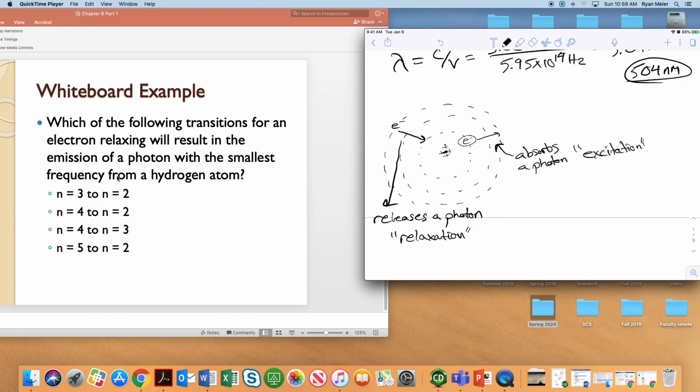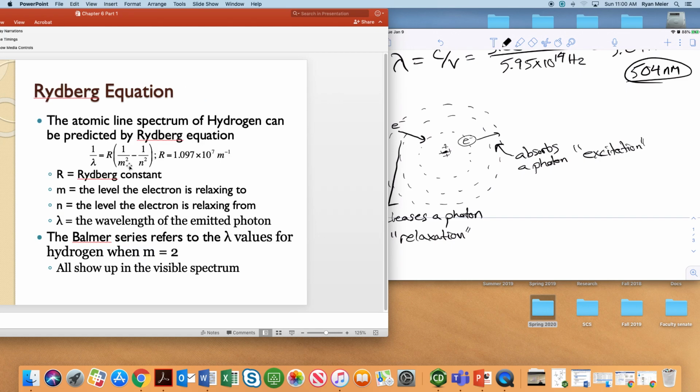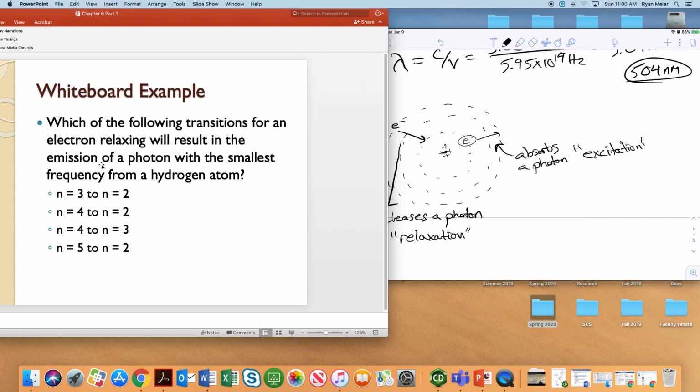When we think about frequency, I'm going to do this from a conceptual standpoint, because if you want to, you could take each of these N values and go back to our previous slide. You can plug those N values into this equation, where the smaller N value goes for the M and the bigger N value goes for the N. You could calculate the wavelength for each one, and then remember that as wavelength gets bigger, frequency gets smaller, and answer the question just doing the math. But I think that takes a long time, and you can reason through it conceptually a little bit faster.